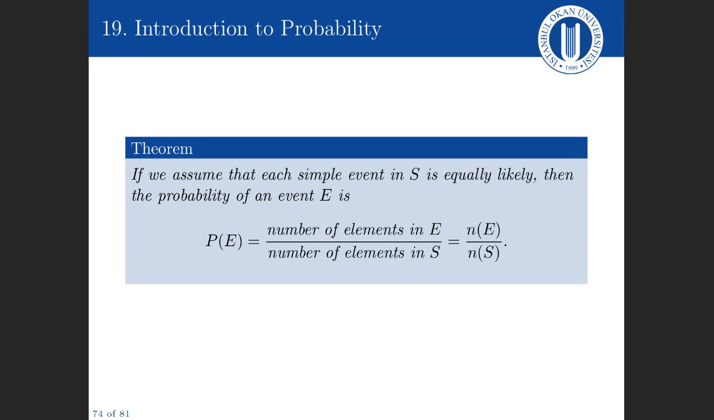A theorem. If we assume that each simple event in S is equally likely, then the probability of an event E occurring is equal to the number of elements in E divided by the number of elements in S. Or using the notation from combinatorics, N(E) divided by N(S).